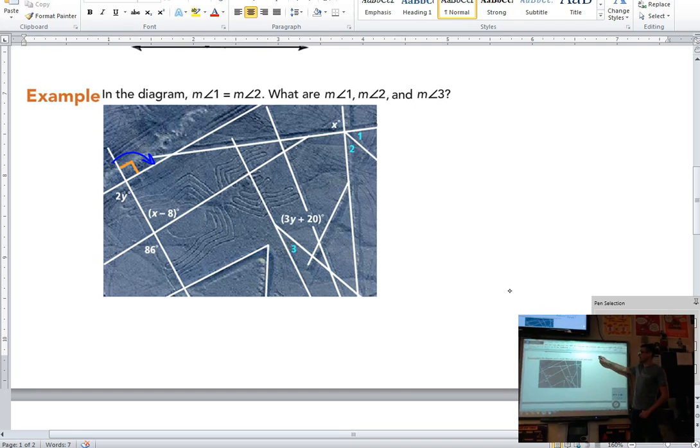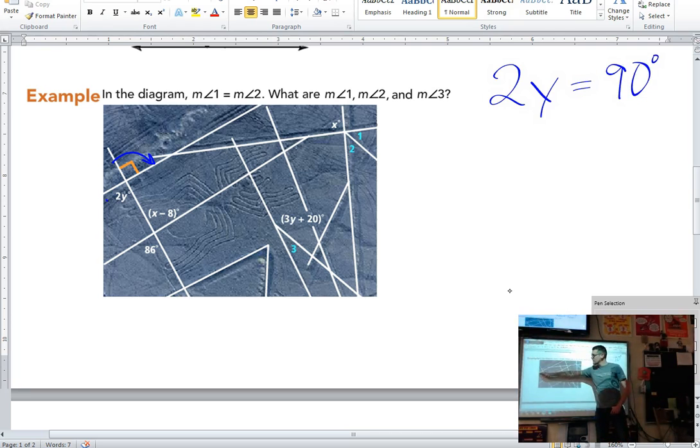So we can say, 2y is 90 degrees, because these are vertical to each other. So that's also why I took my blue off the one down there. This blue is vertical to that blue, so I can set them equal to each other. Brady, what do I do with that then to figure out the y? Oh, you divided by 2. I can divide by 2. Yeah, 45.